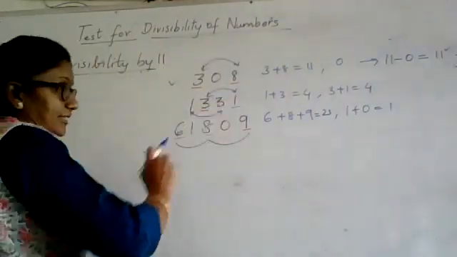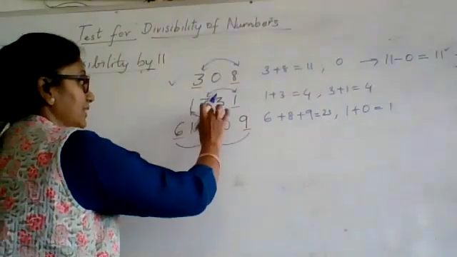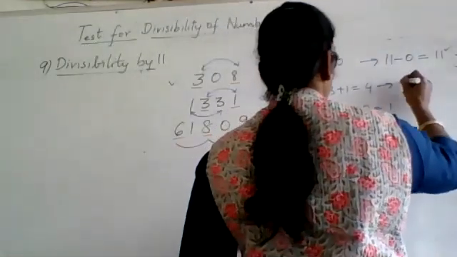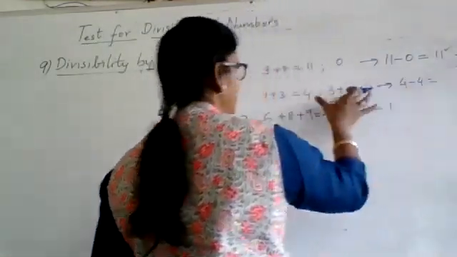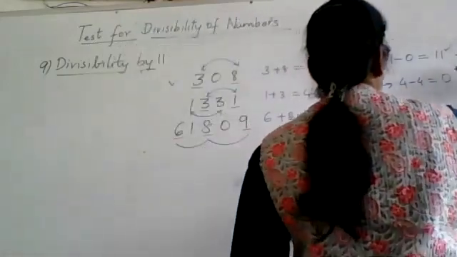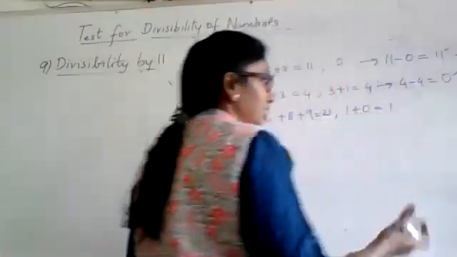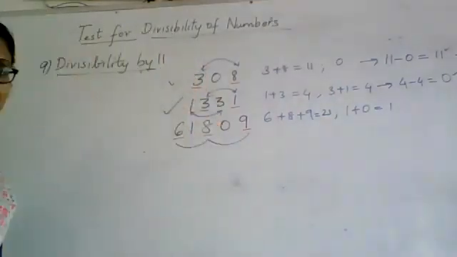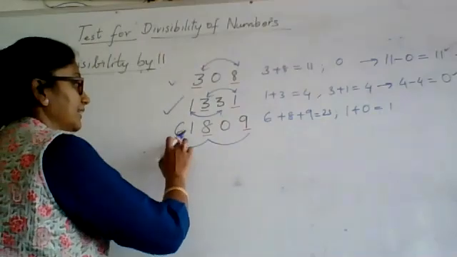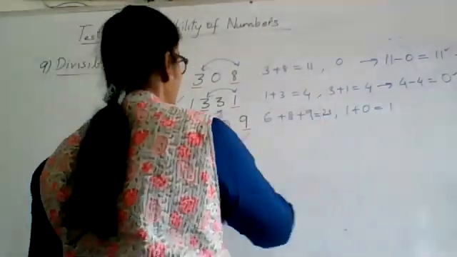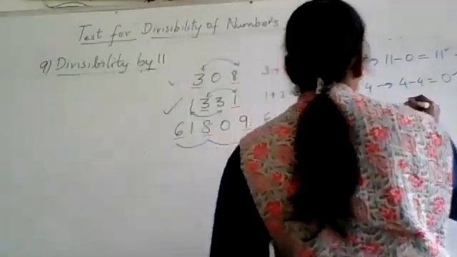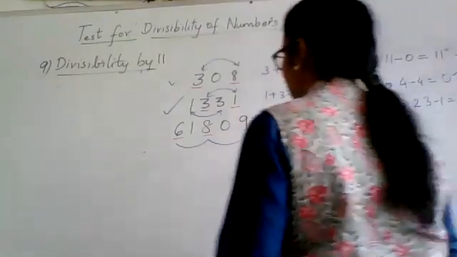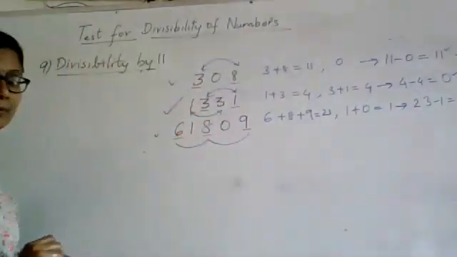Now I take a 4-digit number, alternate digits 1 and 3, 3 and 1. 1 plus 3 is 4, 3 plus 1 is again 4. Then I subtract the two sums that I have got. 4 minus 4 is 0. Because I said the condition is either you get 0 or you get a multiple of 11, then the number is divisible by 11. Coming to this number, 6, 8 and 9 I added, I got 23. 1 and 0 when I added, I got 1. Then I find the difference, 23 minus 1, 22. It is a multiple of 11, so this number is divisible by 11.